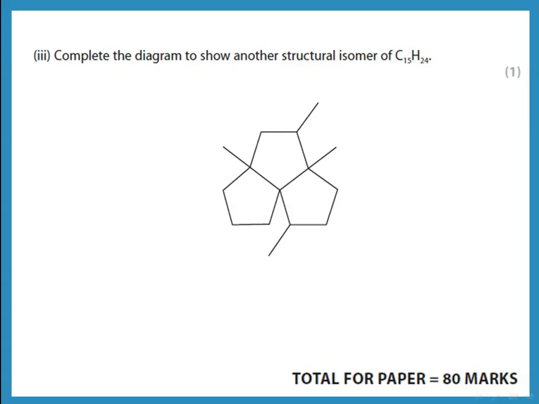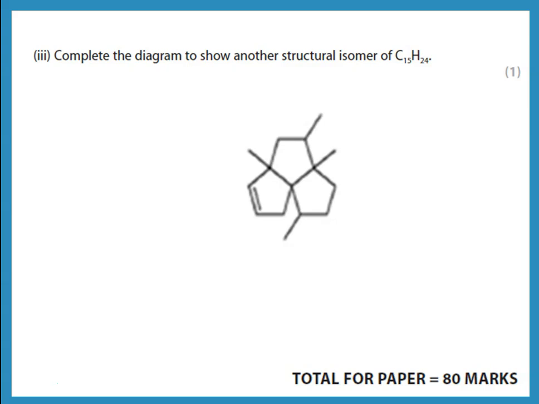This is the last question. He's saying complete the diagram to show another structural isomer of C15H24. Remember, this is something that will have a double bond somewhere. So actually, we have many possibilities. We can put the double bond here or in many, many other possibilities. And that's the end of this paper.